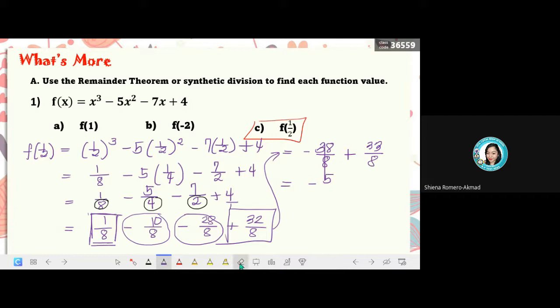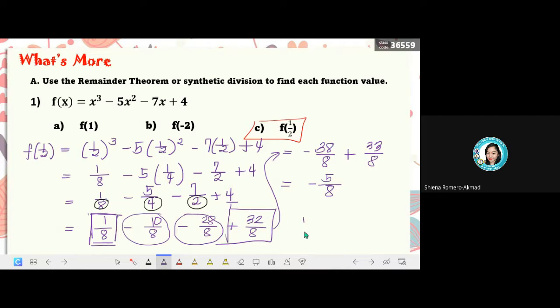May glitch. Wait lang. Hirap pa naman mag-switch. Nasa naman na example na to. So we have, purple naman. Purple. Ang bagal mo. Ayan.